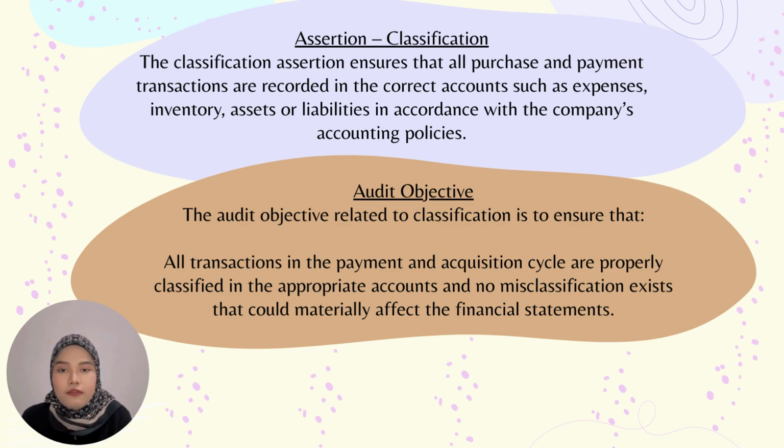I will explain the assertion classifications under the payment and revenue cycle. The assertion of classification ensures that all purchase and payment transactions are recorded in the correct accounts, such as expenses, inventory, assets, or liabilities. The objective of the audit for classification is to ensure that transactions are classified correctly and that no misclassification has occurred that could affect the financial statements.